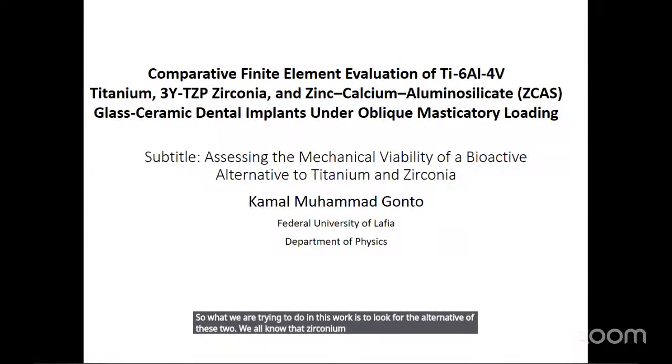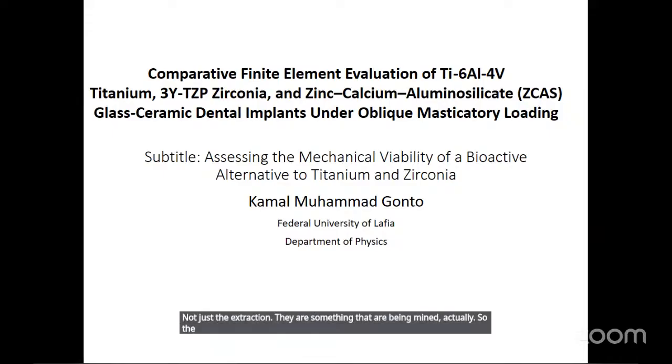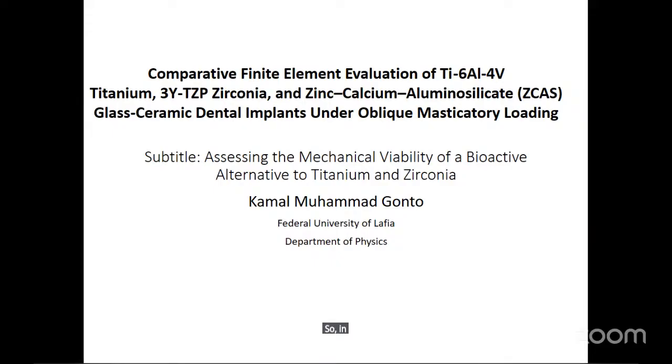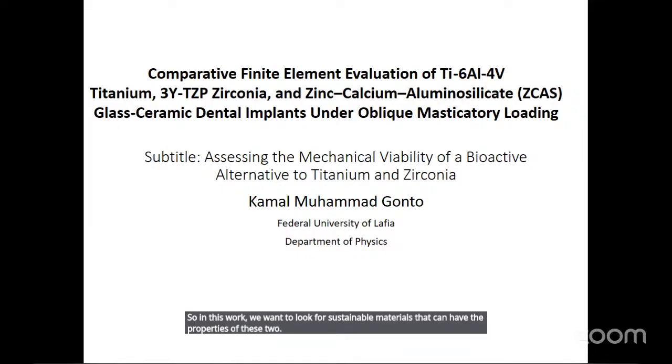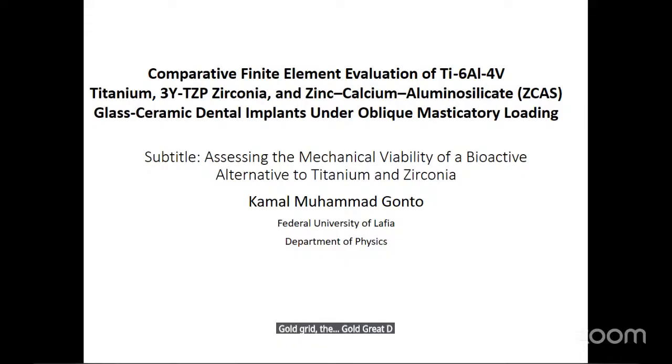Titanium and zirconium are metals that are very hard to extract. Not just the extraction, they are something that is being mined. So the act of mining goes against the global agenda, which is sustainability. In this work, we want to look for sustainable materials that can have the properties of these gold grade dental implants that have been used.